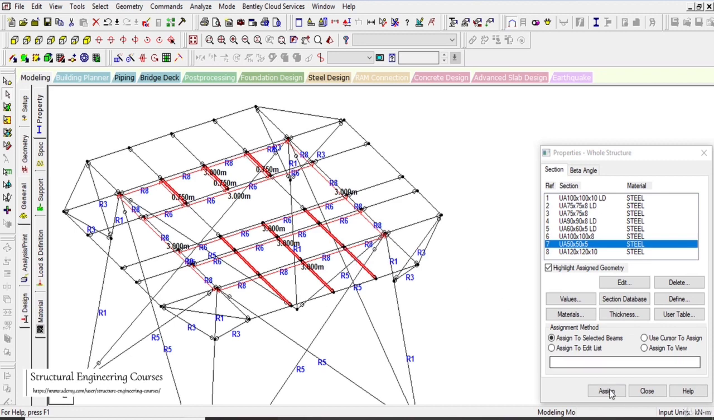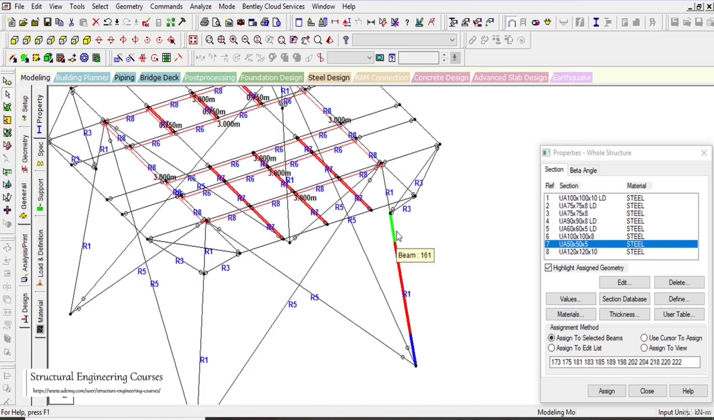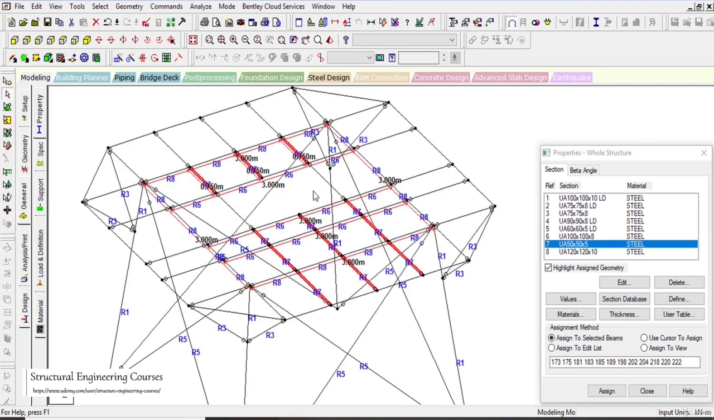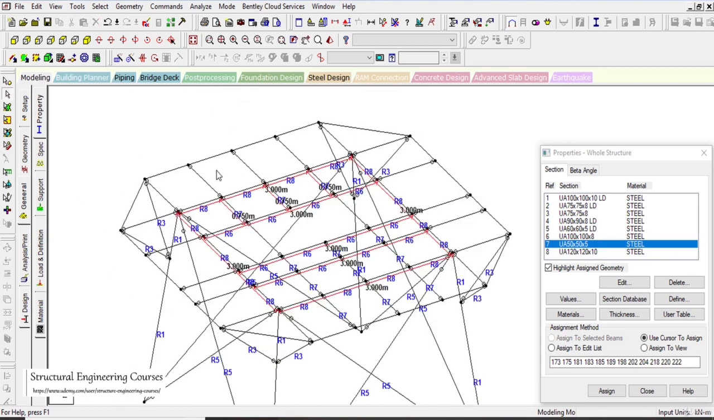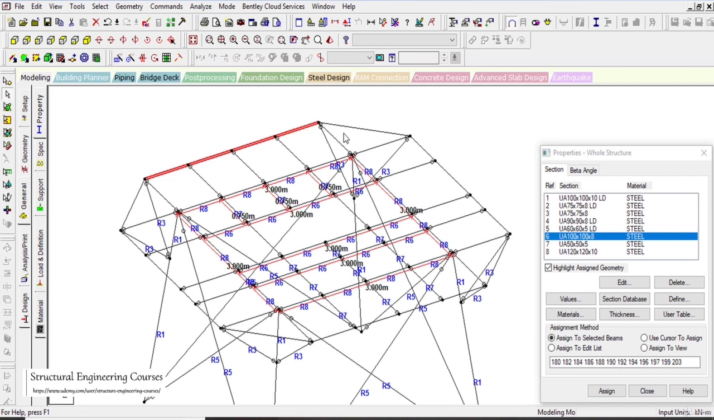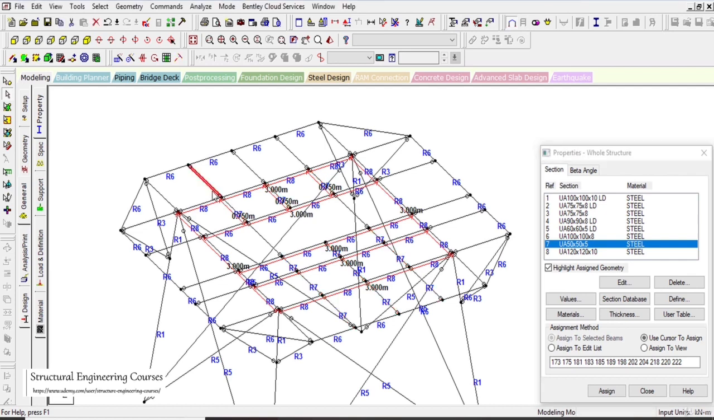Please note that all of these members shall behave like a beam, unlike these members that shall behave like a compression member or a tension member. These members shall behave like beams. So accordingly, we do need to check their behavior also after analyzing. So similarly, this member, we can assign it to be 100-108 also, although it is very much on the higher side. After that, we can assign this 75-75-8 properties here.